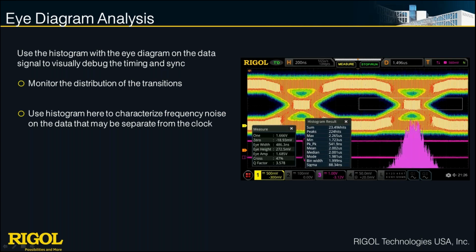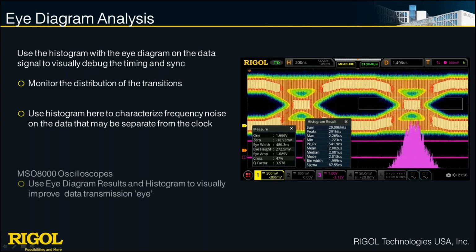Okay, so there's that video running where you have both the eye diagram updating and the histogram updating at the same time. And of course, the MSO8000 here has this capability to do both eye diagram results, which allows you to visually improve that data transmission sequence. And all the UltraVision 2 oscilloscopes have a histogram capability like this, where you could look at these transitions in a history on any of the UltraVision 2 scopes.